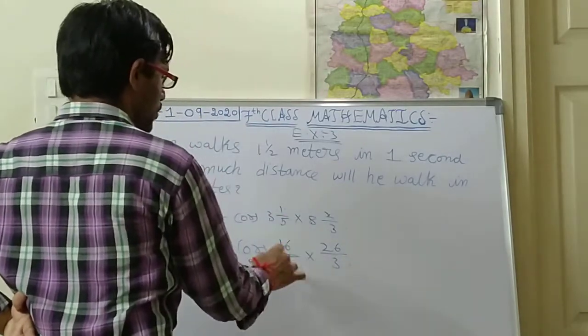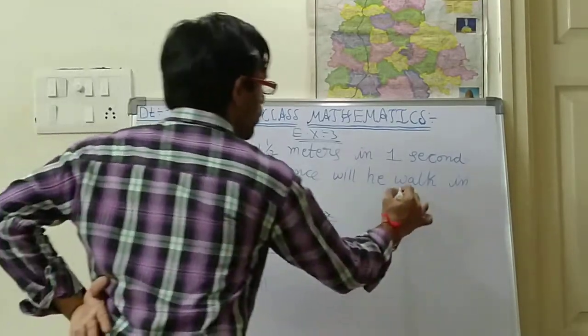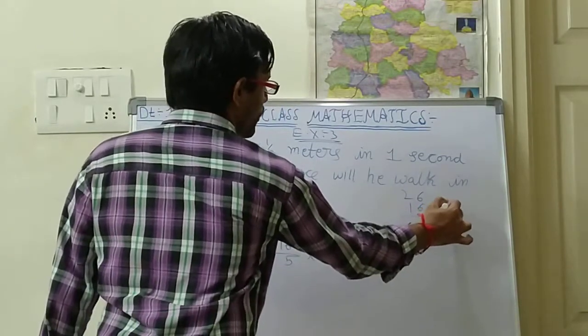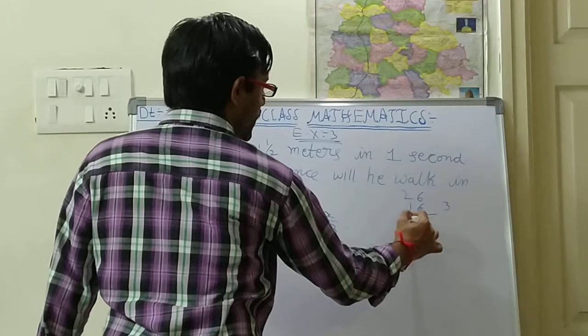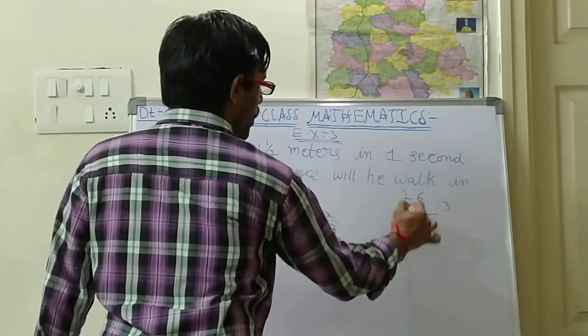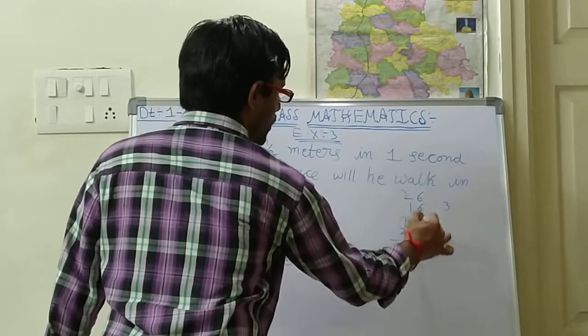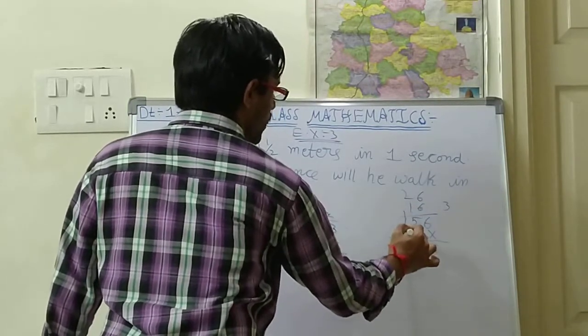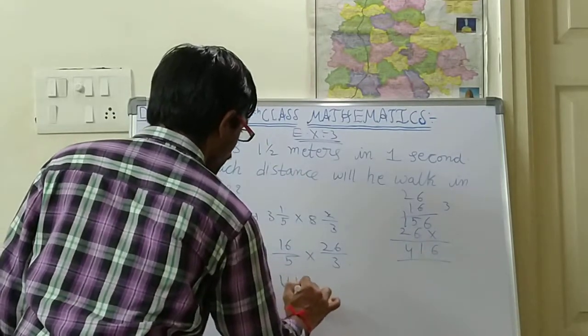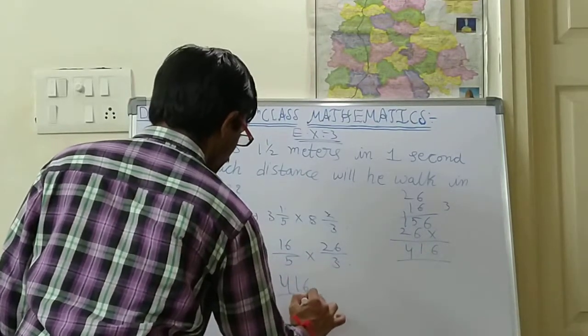Is there any cancellation? No. 16 into 26: 6 sixes are 36, next 6 twos are 12 plus 3 is 15, next 1 sixes are 6, 1 twos are 2, so 416 is the answer. That is 416 by 15, since 5 threes are 15.